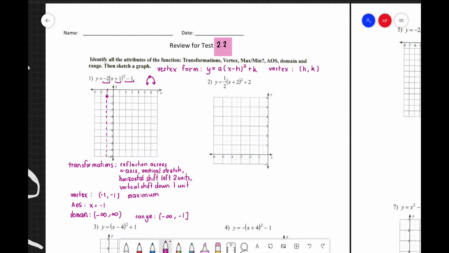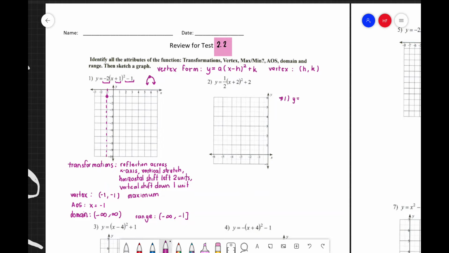So now we've listed all the attributes of the function, but we still need to graph it. It says to sketch a graph. So we have the vertex on there. We have our axis of symmetry. So we just need to find any, let's say, 2 points that we can reflect to the other side. So let's see where the graph would be for x equals 0. So this is still number 1. I just don't have space.